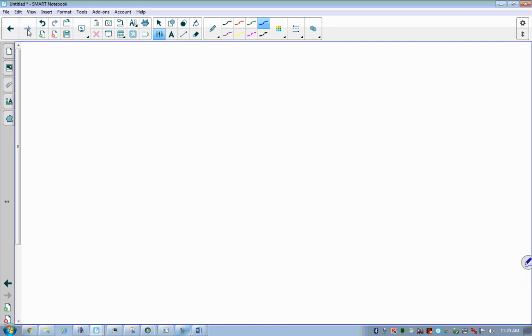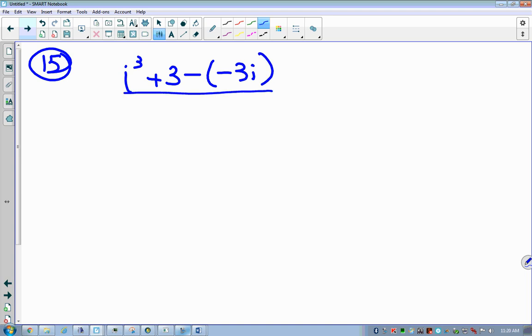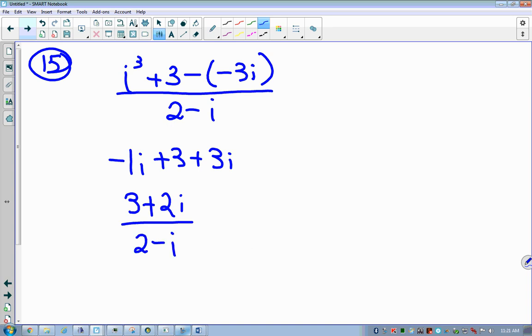Okay. Let's see, we're up to 15. 15. All right, i cubed plus 3 minus negative 3i all over 2 minus i. All right, we're going to simplify the top as much as we can. That's made up of 2 i's and a third i. So 2 i's is negative 1, right? So that would be negative 1i, correct? Negative 1i plus 3 plus 3i, right? That simplifies to 3 plus 2i over 2 minus i, right?